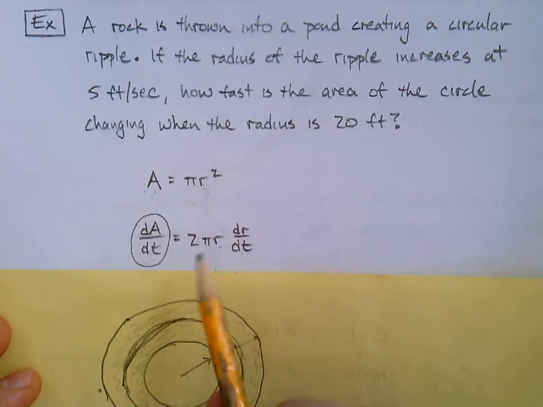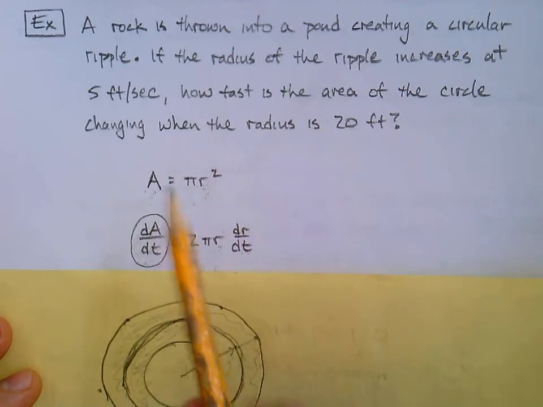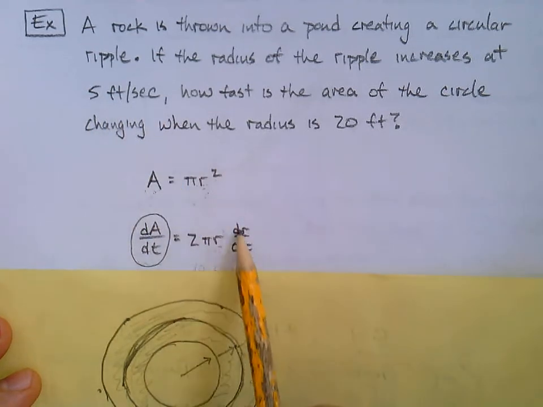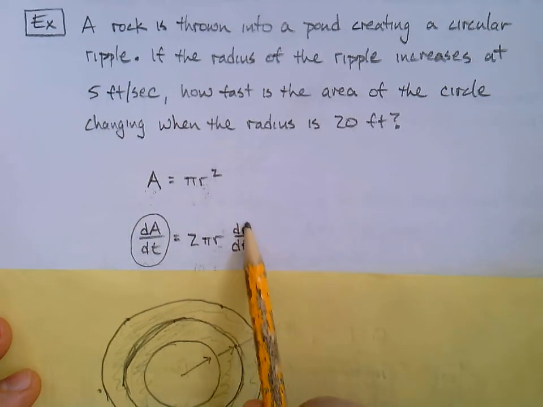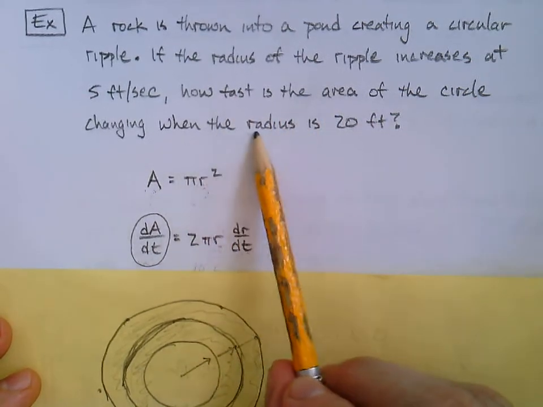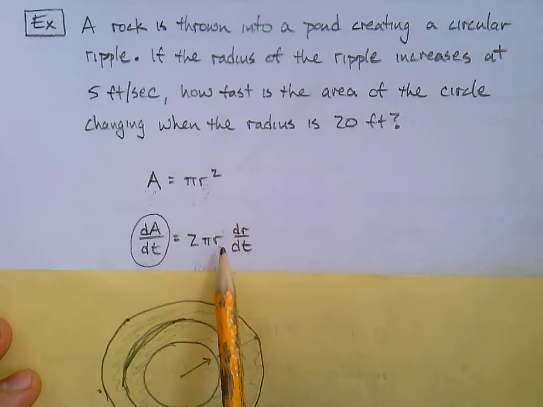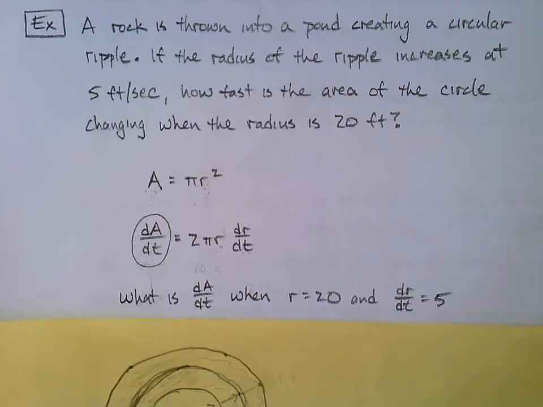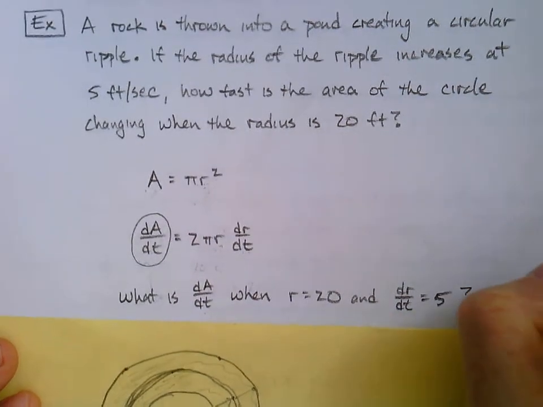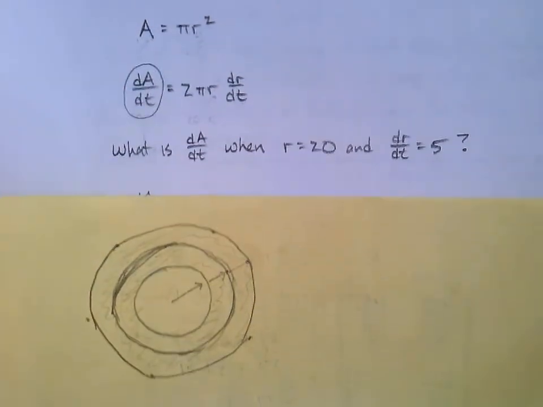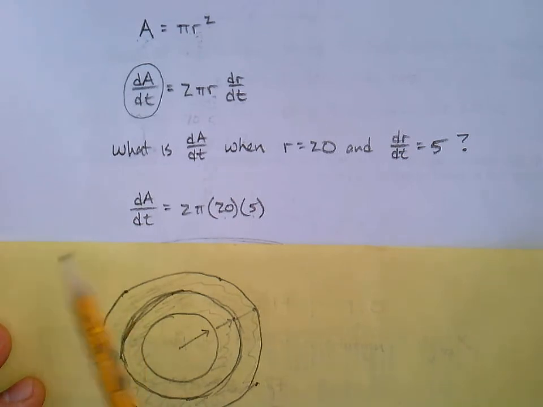And they do, right? So at the first number they give us, the radius of the ripple increases at 5 feet per second. That's how fast the radius is changing. 5 is dr over dt. And then they say, how fast the area is changing when the radius is 20 feet. So we'll plug in 20 for r. What is dA over dt when r equals 20 and dr over dt equals 5? So we're going to plug those right in. dA over dt equals 2 pi times 20 times 5.